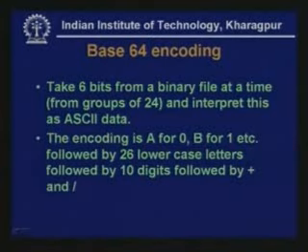Encoding is capital A for 0, capital B for 1, etc., followed by 26 lowercase letters. So, that makes 26 uppercase plus 26 lowercase, that is 52 letters, followed by 10 digits 0 through 9. So, that makes it 62, followed by plus and slash for numbers 62 and 63. This way you get from 0 to 63: uppercase letters, lowercase letters, digits, and plus and slash, that gives you an encoding. So, you encode it as text and then send it as text.